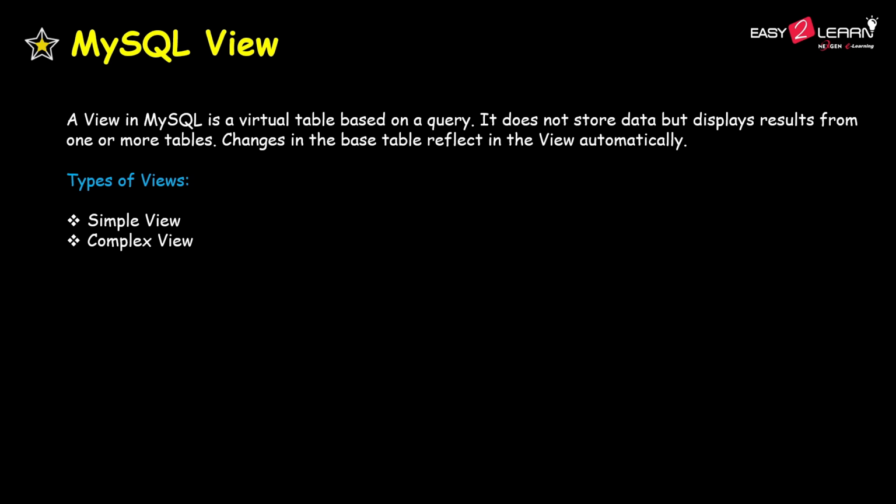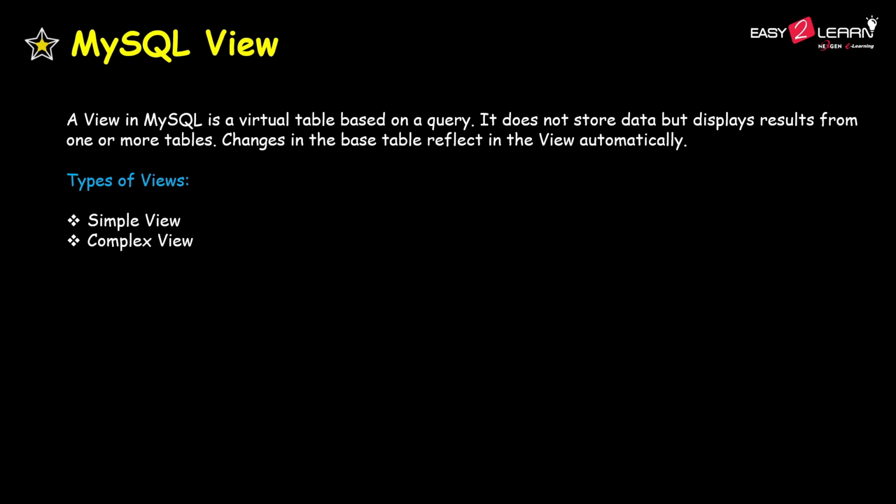Next we have the types of views. Views come in two main types. One is the simple view and the other is the complex view. The simple view is based on a single table with no complex joins or aggregations. Whereas the complex view is created using multiple tables, joins, aggregate functions, or many functions.